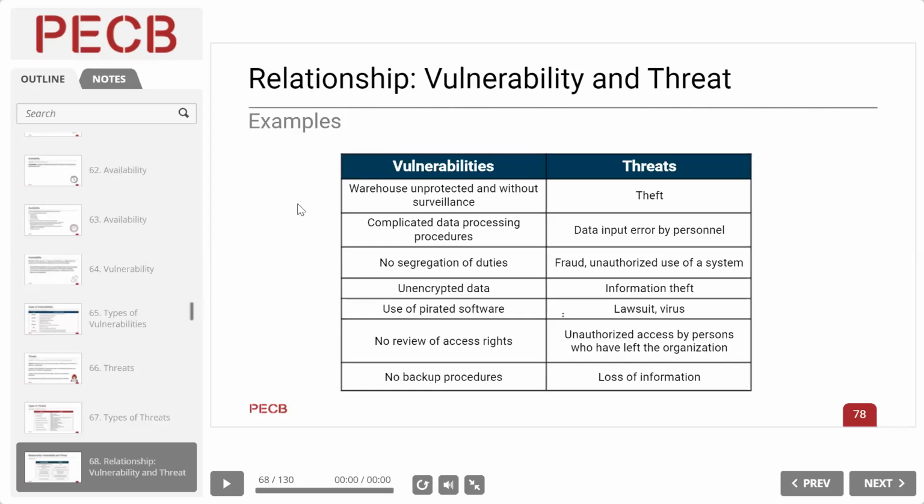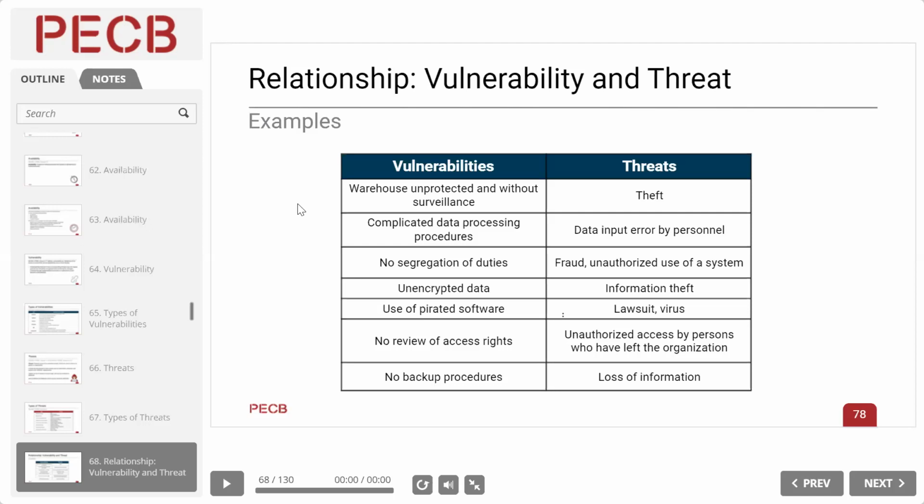Okay, so these are all examples of threats which can exploit vulnerabilities. What we need to understand is that a threat is linked to a specific vulnerability. If the vulnerability is not there, the threat is harmless. Okay, so let us juxtapose some vulnerabilities and threats. Warehouse unprotected and without surveillance. The threat is theft. If you haven't protected your warehouse, then you are literally inviting thieves to come and collect your things.